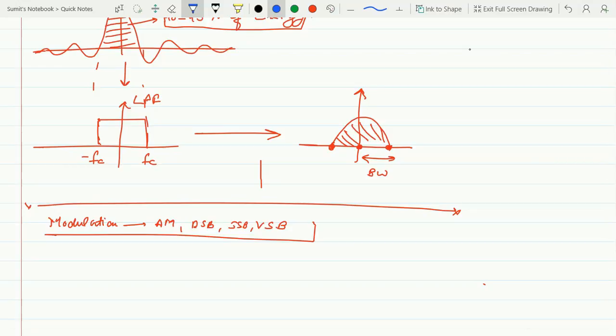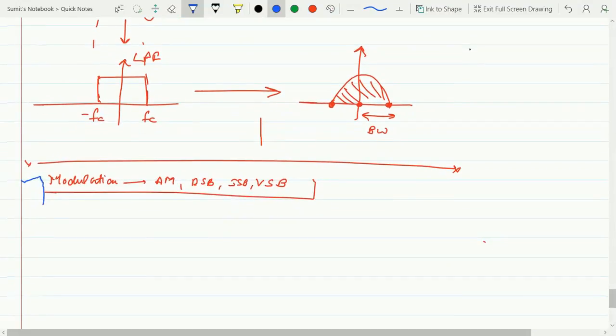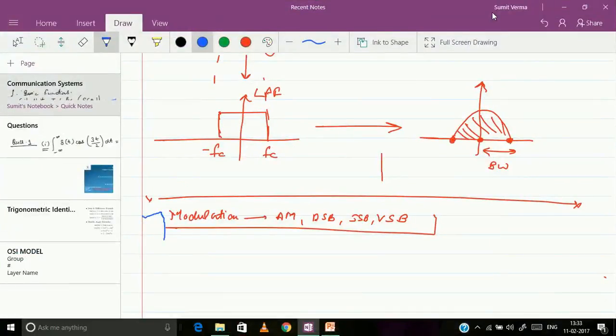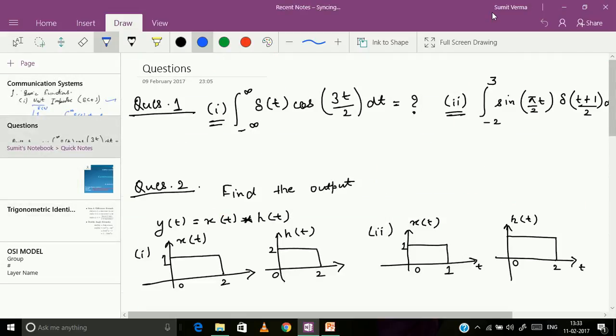So this would be the next topic to start, but before we start that, I'd like to go through some questions on the topics we have already done. These questions would be mostly on signals and systems, and they will help you brush up your signals and systems basics. So let's look at question one now. I suggest that you pause this video, see the question, try to solve it by yourself, and then see how I am solving it. So let's see question one, first part.